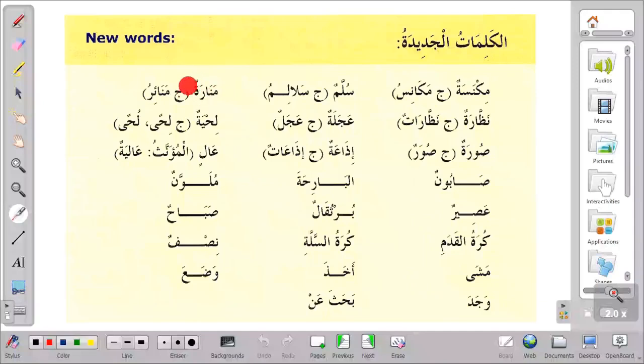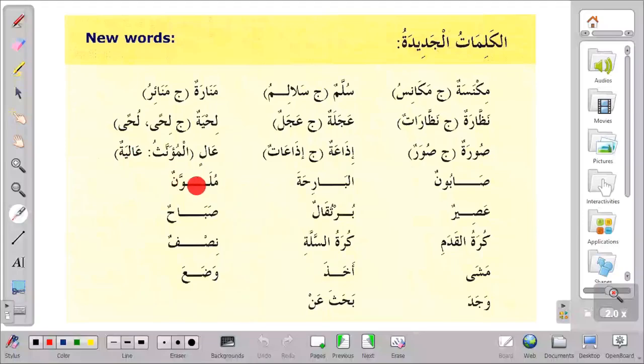Then here, manaratun is the minaret. Lihyatun is the beard. Is that clear? Then we have here aalin. Aalin is what? I told you, tall. Mu'annath, I'm saying mu'annath, the feminine form is aliyatun. Feminine, aliyatun. Is that clear?